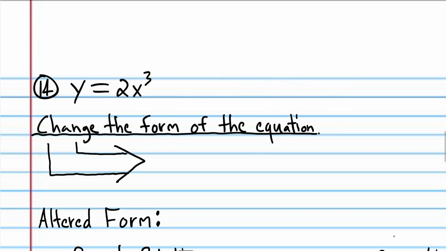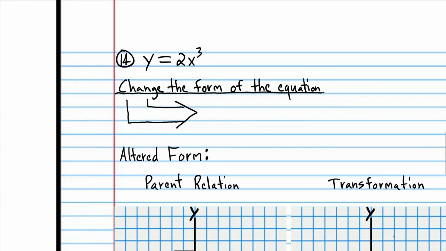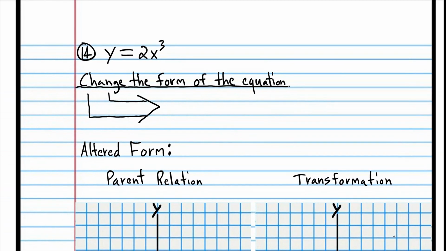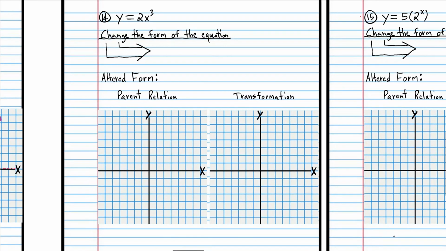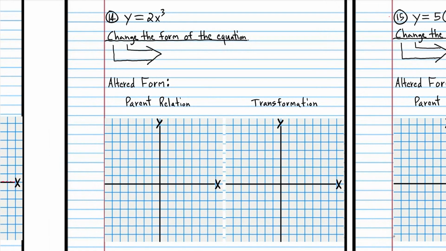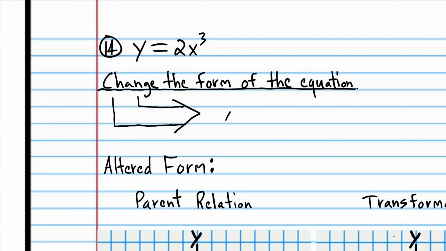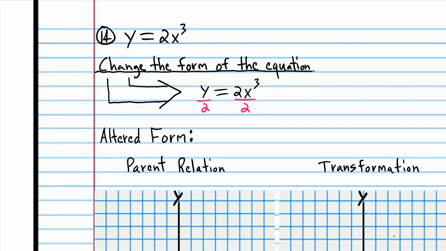So you're going to need to get that 2 on the other side of the equation so we can see how to use the transformation properties to graph that equation. Try 14. When you come back, we'll do it together. Alright, we're back. So I'm going to divide both sides of that equation by 2. So we get y over 2 is equal to x cubed.